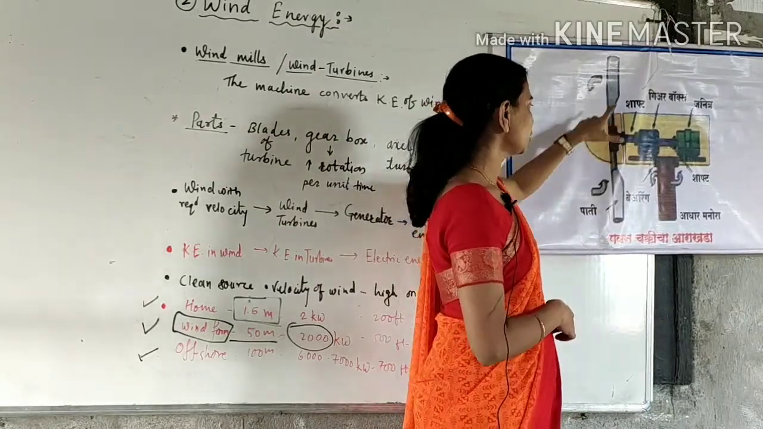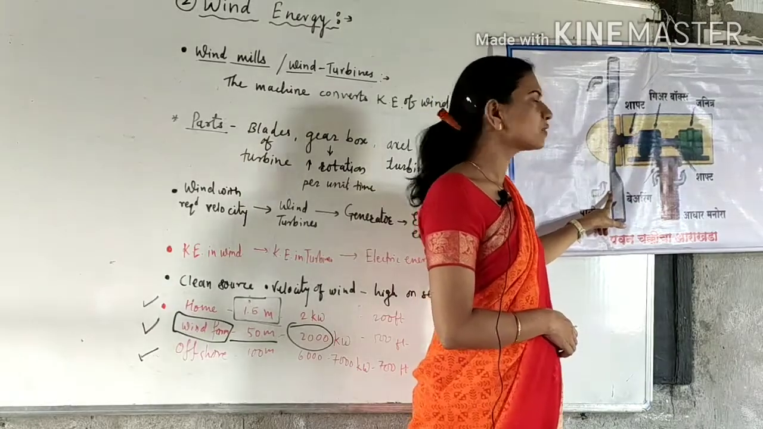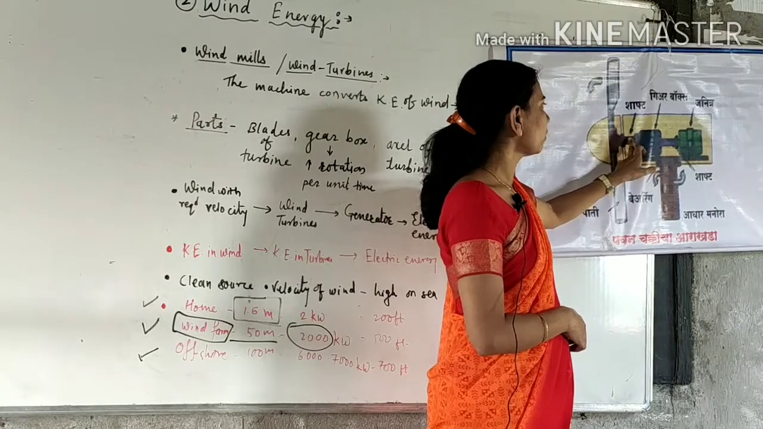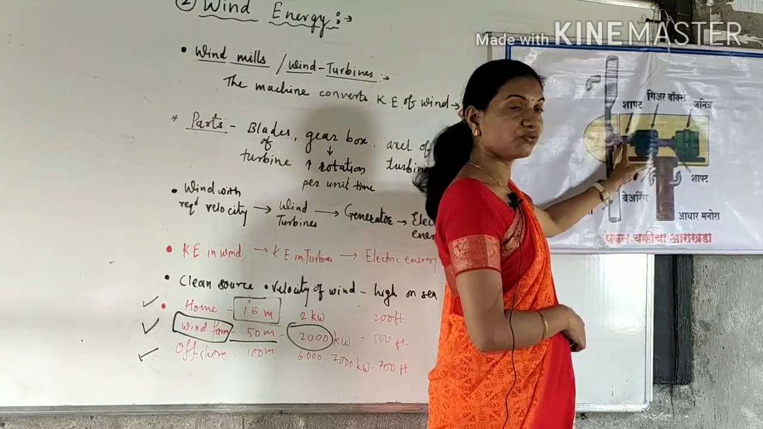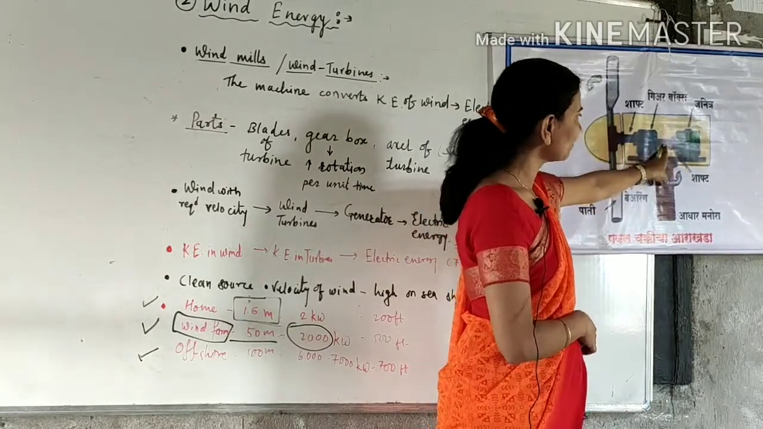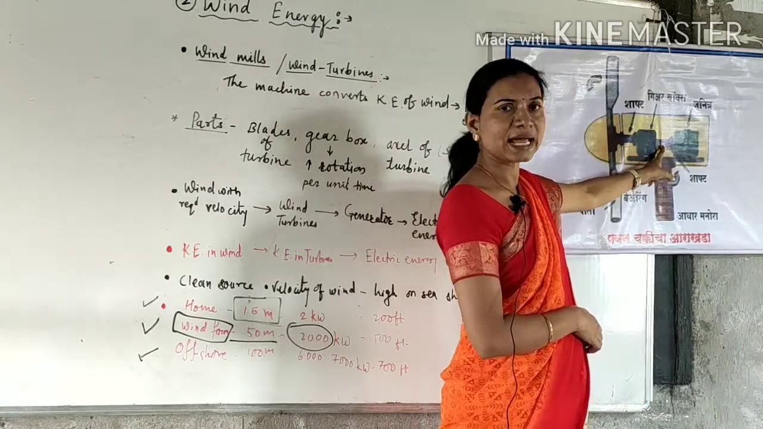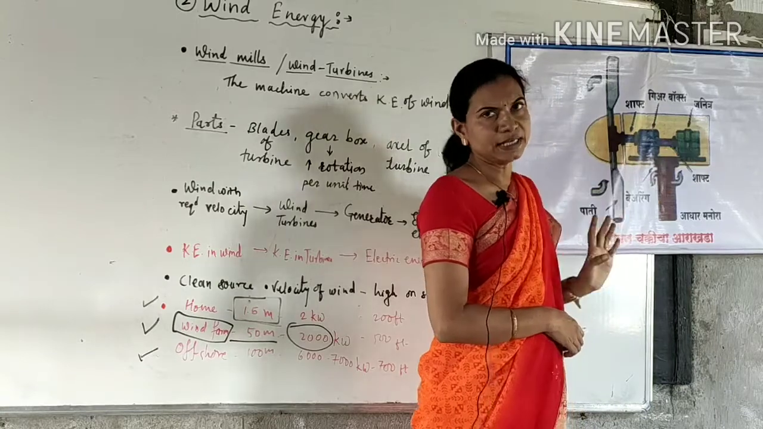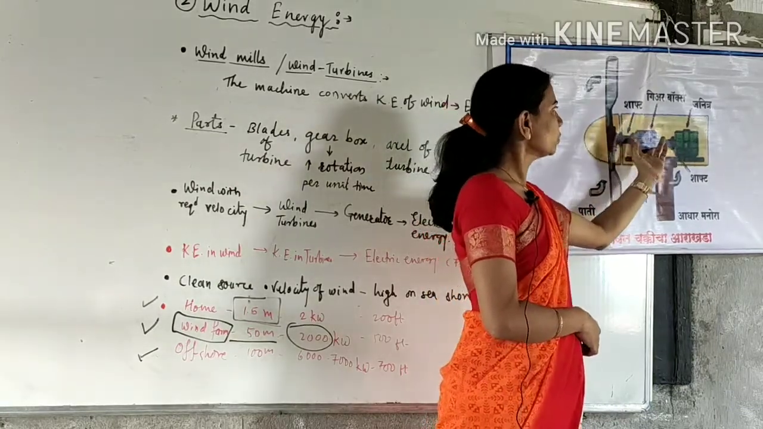In this structure, these two are known as the blades of the turbine. Then these blades are connected to the gearbox with one shaft. Another shaft is present, also known as an axle. It is for the connection between this gearbox and the generator. So these are two shafts.